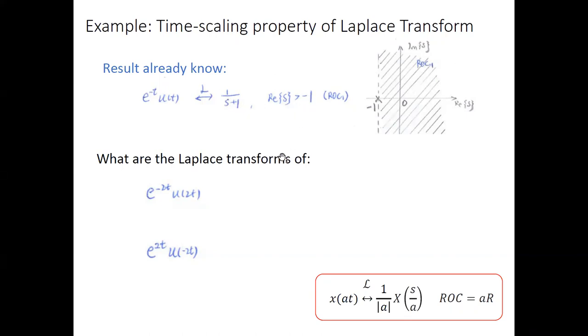So it's minus 1. With this result, can we obtain the Laplace transform of these two signals applying this time scaling property? So try to do it yourself. I haven't explained the meaning of aR, but try to imagine it with your own understanding. Later, I will reveal the answer.